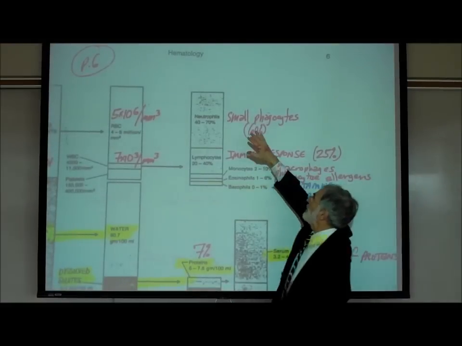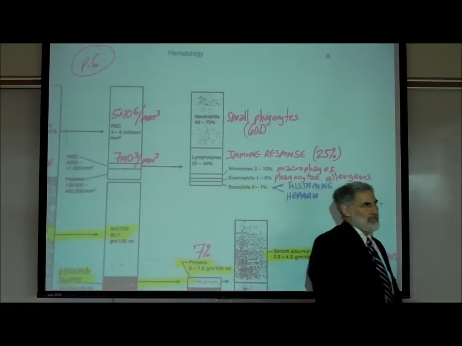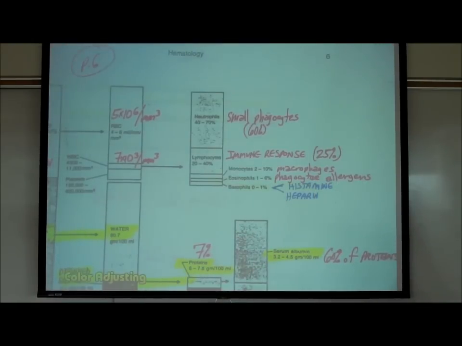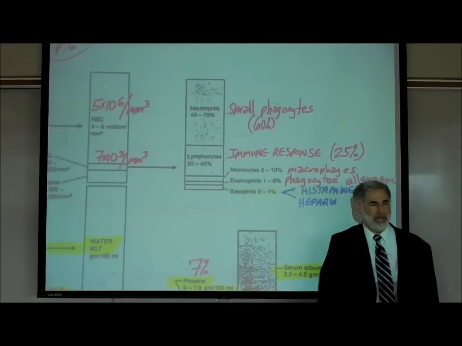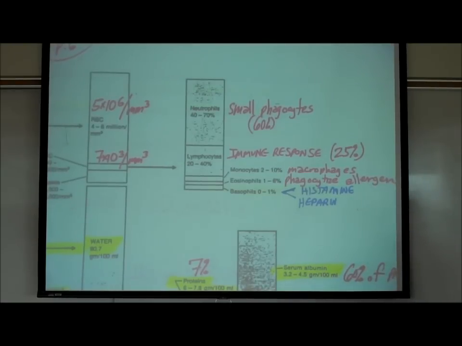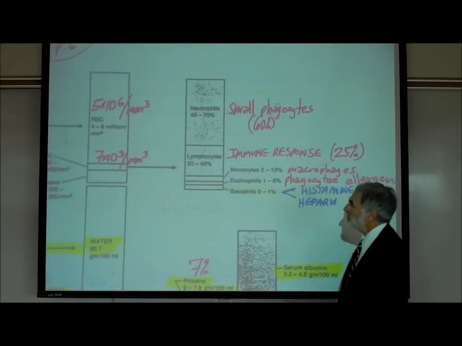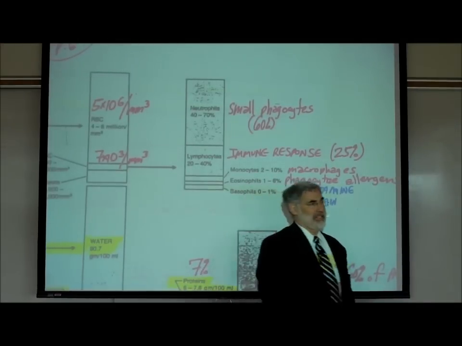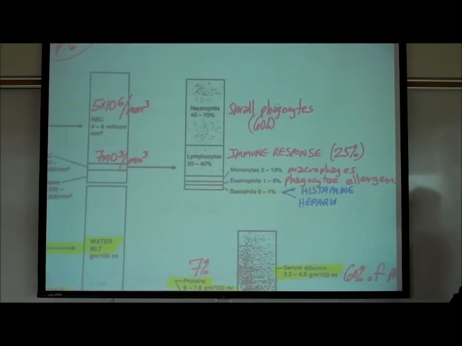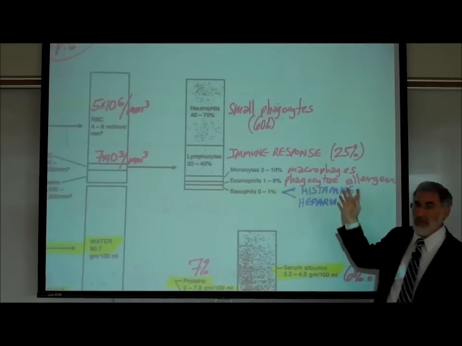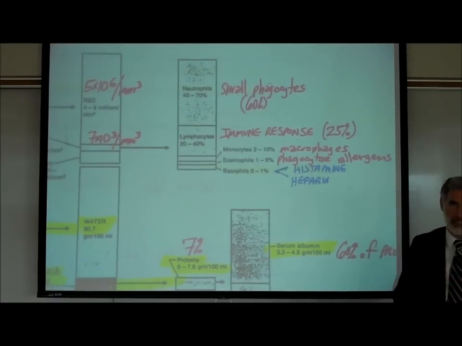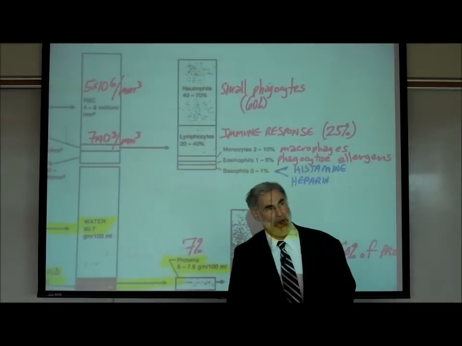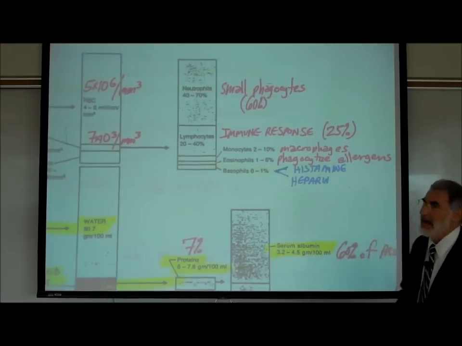The neutrophils are the small phagocytes. They are very important in swallowing up things like, especially, bacteria. And they make up over 60% of our white blood cells. More than half of our white blood cells are neutrophils. The second major type of white blood cells are lymphocytes. Lymphocytes make up about 25% of our white blood cells, and they are responsible for our immune response, which we'll expand upon. If you had micro, you should have learned a lot about that.